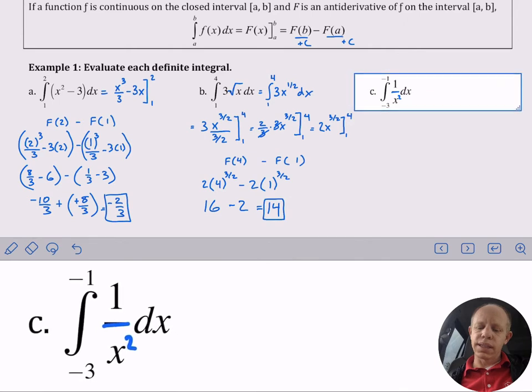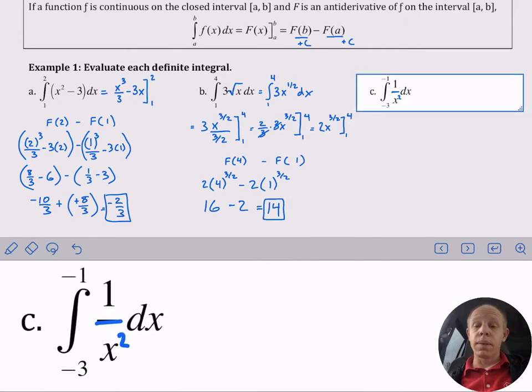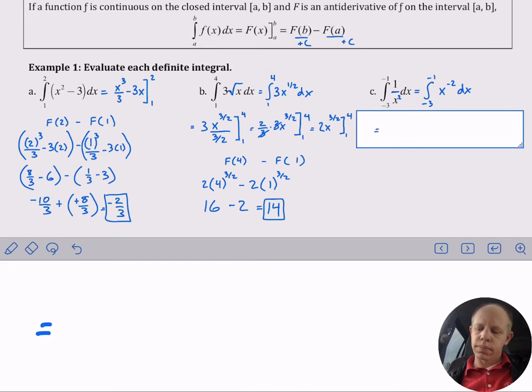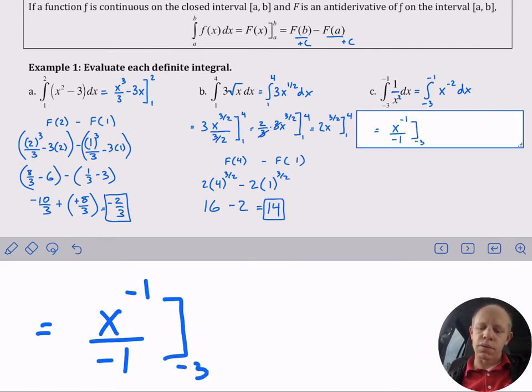All right, let's try letter C. Here we want the definite integral from -3 to -1 of 1 divided by x squared with respect to x. So here, we do want to rewrite this in a power form. So this will be x to the -2 power with respect to x. All right, so we do want to find our antiderivative. And so we're going to raise the power by 1 up to -1 and then divide by that new power. And the definite integral says we're going to evaluate this from -3 all the way to -1.